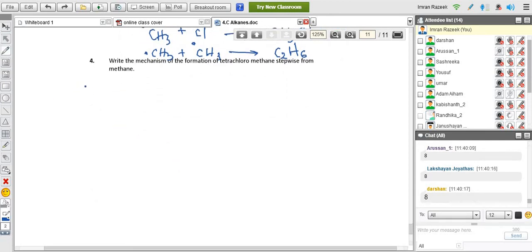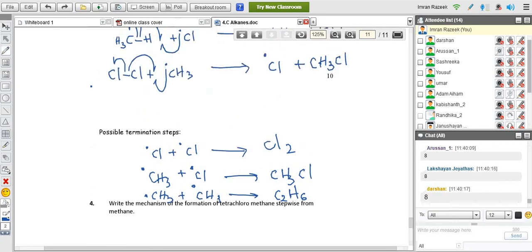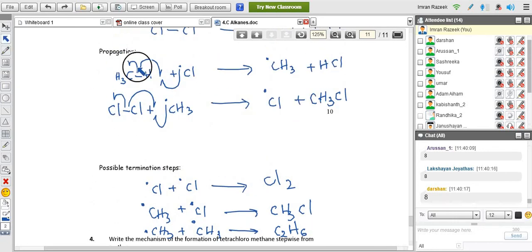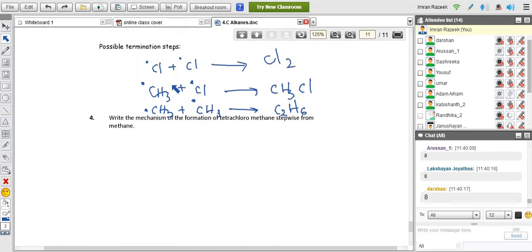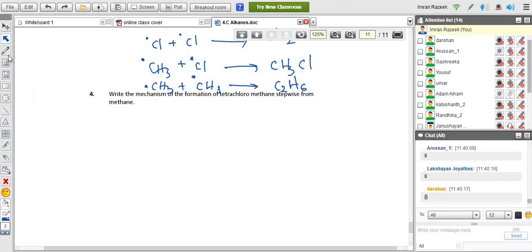And look, it's very simple. If you understand the first two steps, you have to just repeat the first two steps 3 more times, that's all. The basic principle is this: a chlorine free radical reacts with an organic free radical, an organic free radical reacts with a chlorine free radical. Inorganic to organic, organic to inorganic. You repeat this pattern 3 more times.